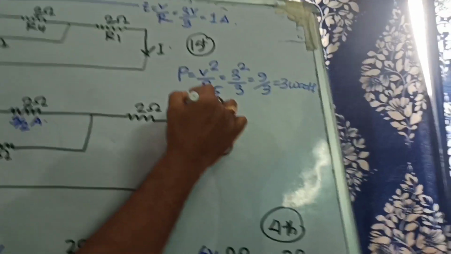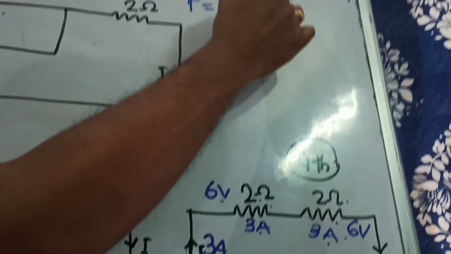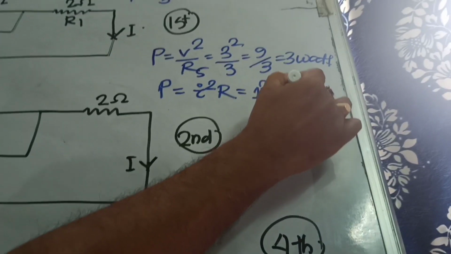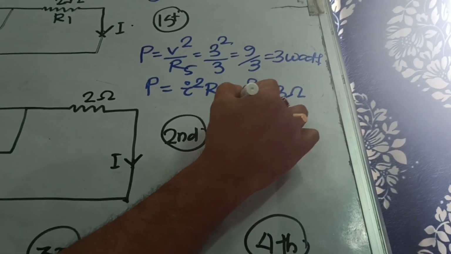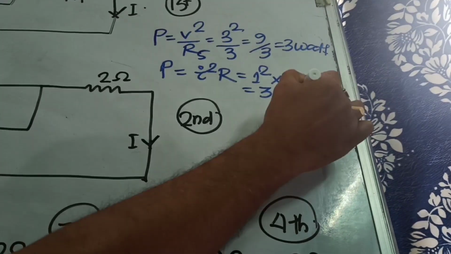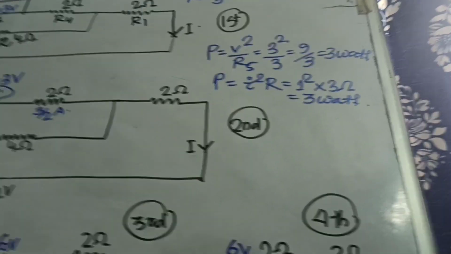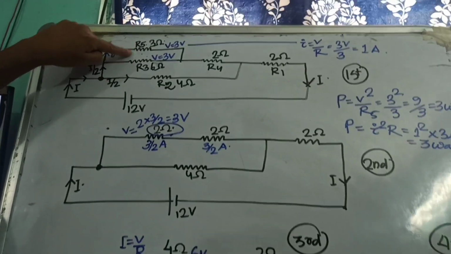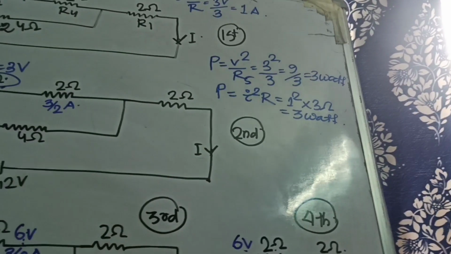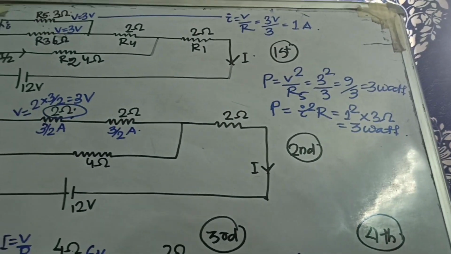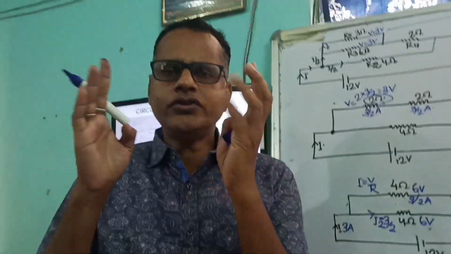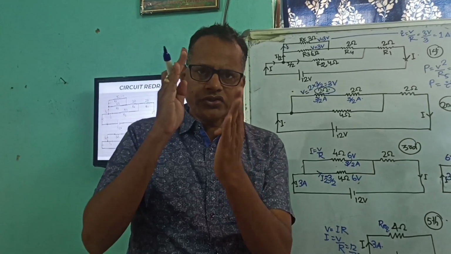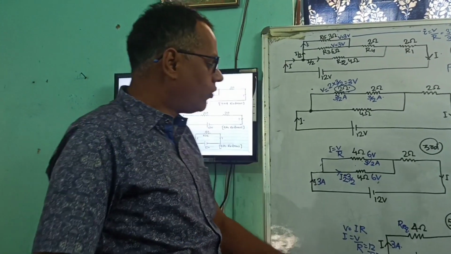If you also put the formula P is equal to I square R, then this is 1 square into 3 ohm, which is again 3 watt. So finally we are getting that the power dissipated across your R5 resistor is 3 watt. So dear students, you have seen how easy it is if you start calculating from the bottom.